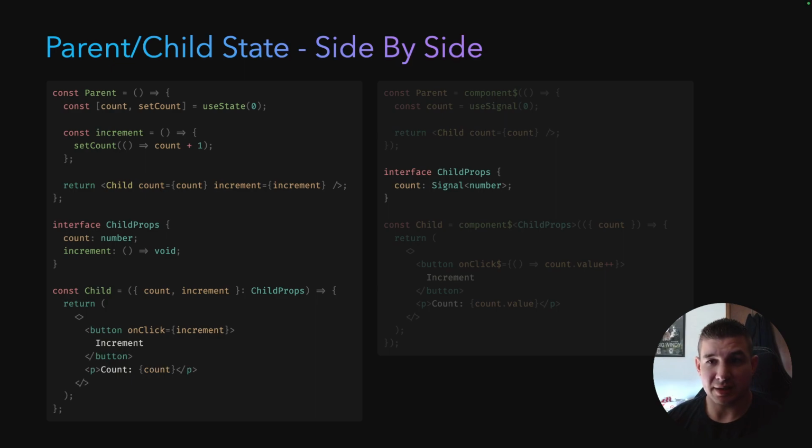Because we only pass the signal, that's the only prop in the interface. We wrap the child in component$ as well and update the props. We use onClick$ to update the value of the signal directly with count.value++. And to render out the value, we simply add .value.